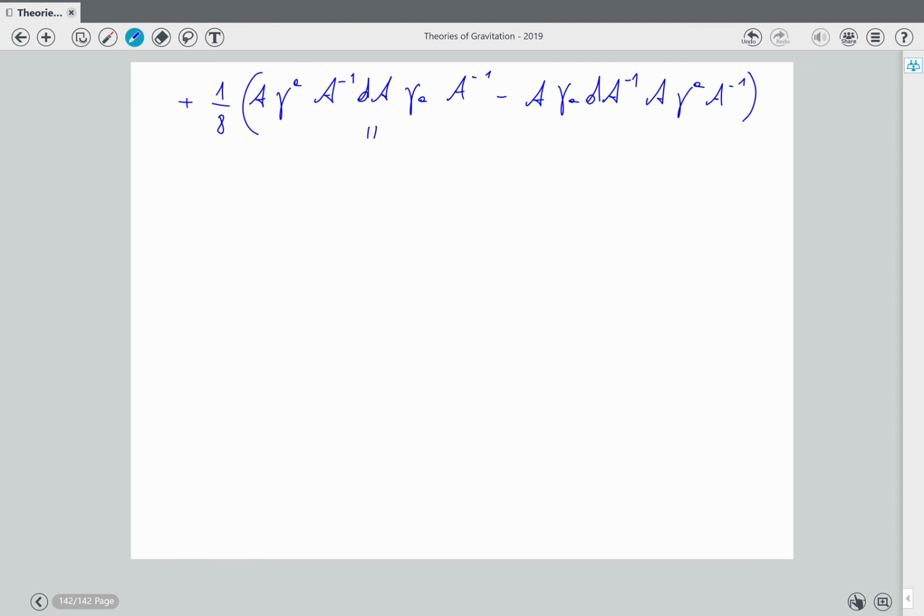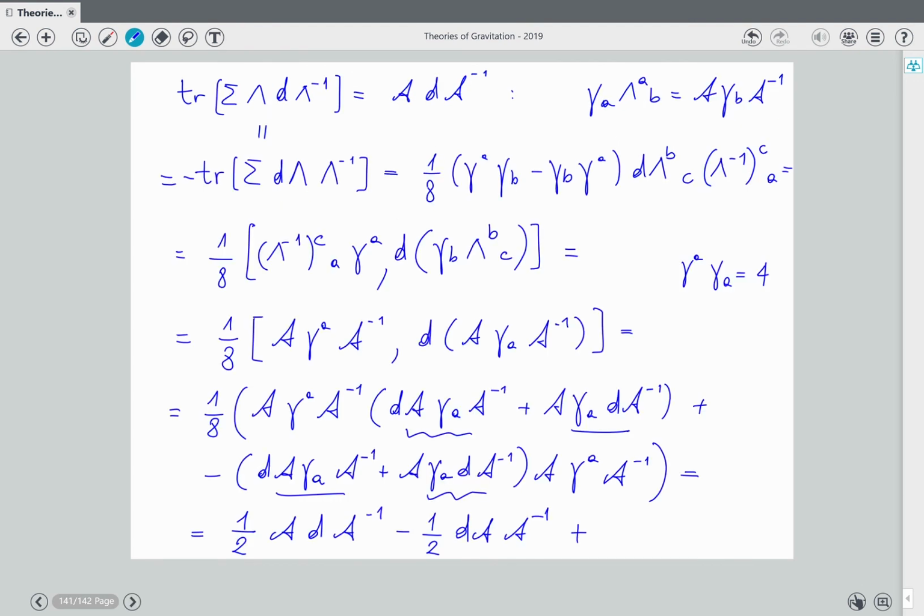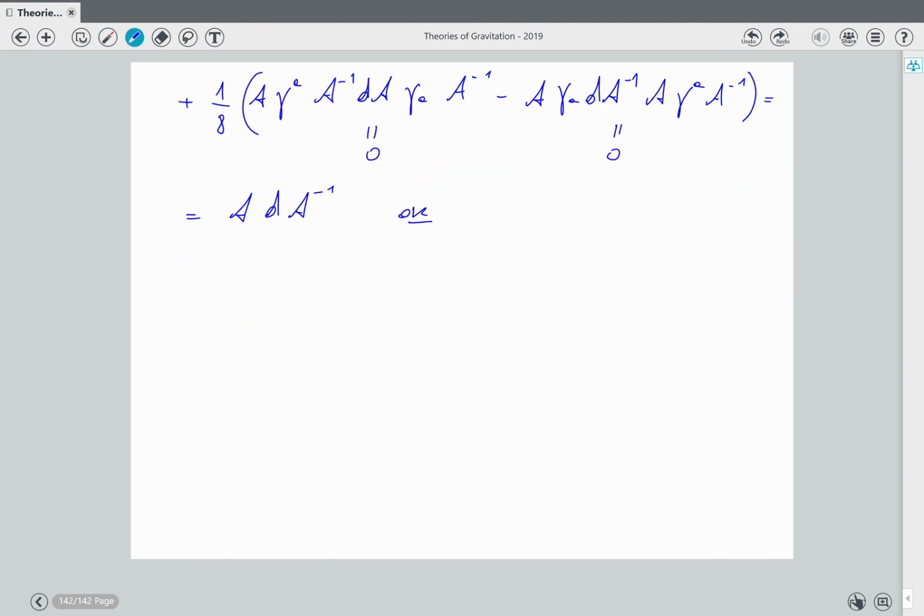So this is 0, this is 0, the other two are equal by partial integration. You can move this derivative there and change the sign. Why are these 0? Again, they are the same thing if you use a partial integration. Why are these 0? Because this object is 0. And why is this 0? Because this object is 0.